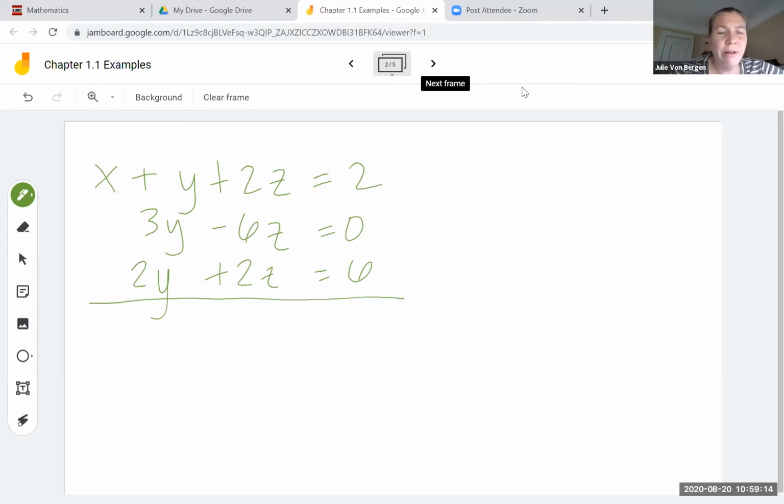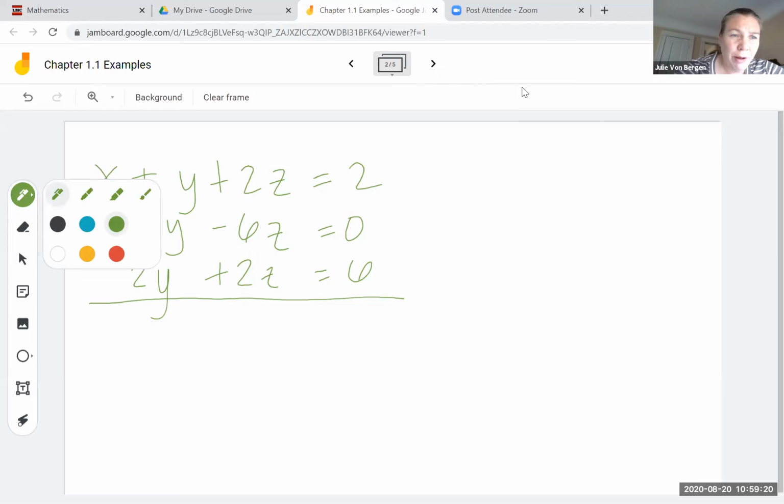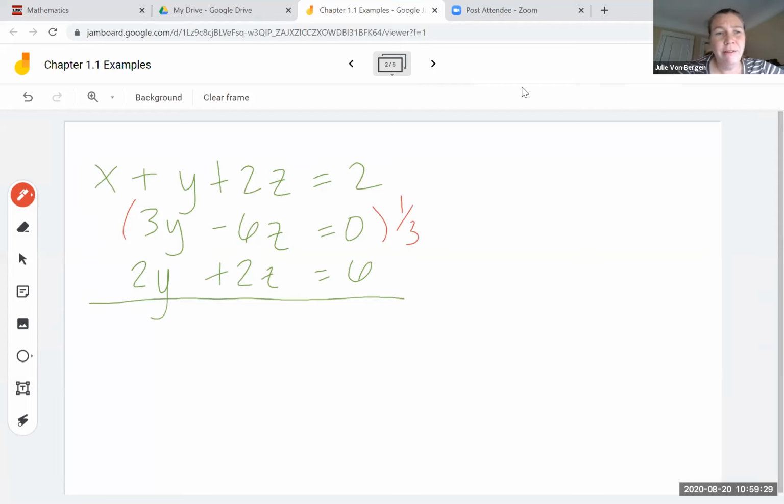First, though, I'd really like to have the leading coefficient in equation 2 be a 1. I can do that by multiplying through by a constant. So I can multiply all of equation 2 by 1/3. It's going to be consistent as long as I do it on both sides. And then I will have a nicer looking system. I will have x plus y plus 2z equals 2 still for my first equation, but now my second equation is y minus 2z equals 0. That makes me a lot happier because now I've got leading coefficients of 1 for both x and y, and I'm getting closer to that row echelon form that we're hoping to get.